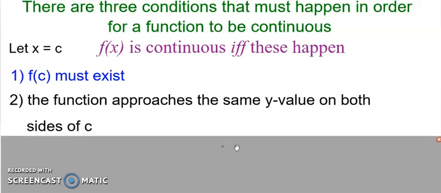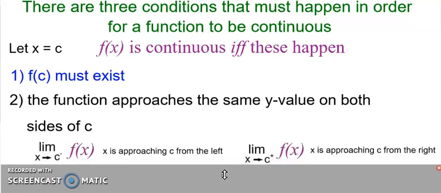In this part, we say the function approaches the same value, y, on both sides of c. Again, c is that number, like the 5 we used. So we're looking at the left side and the right side of c to see if the function approaches the same number. With that, we're going to take a look at our limits to help us understand this. This is just a preliminary look.